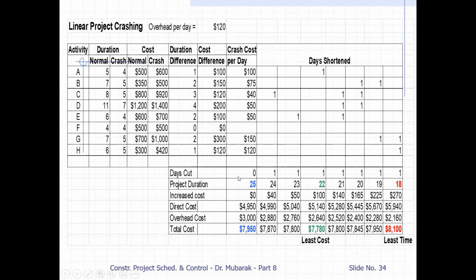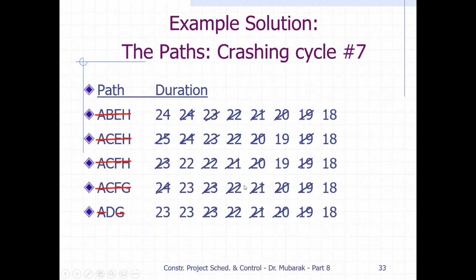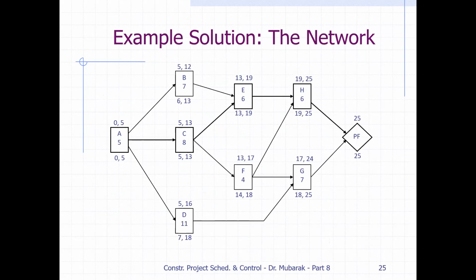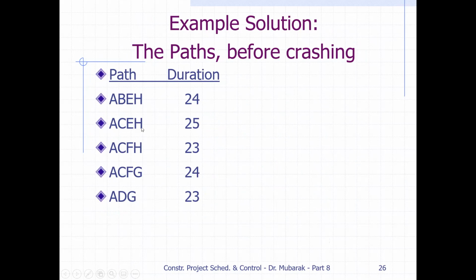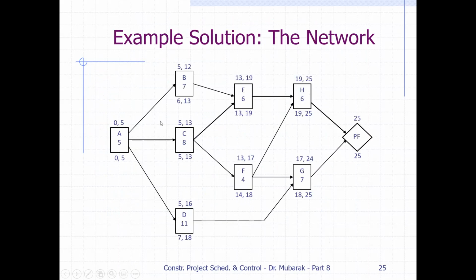So this is the normal, days cut 0. What we found with the previous duration, in cycle 1, how much is the duration here? 25, which is with A, C, E, H. You can go to the diagram and see A, C, E, H, and project finish. This is our critical path. You need to find the total float, and then you can make a double line on this diagram, and this will be the critical path. So we have to cut 1 day from this path.